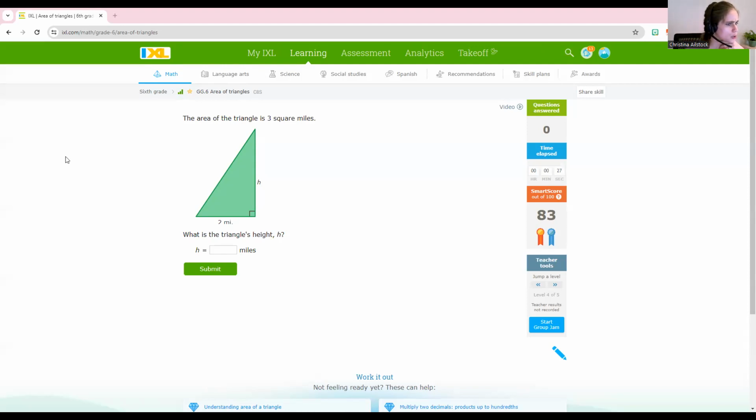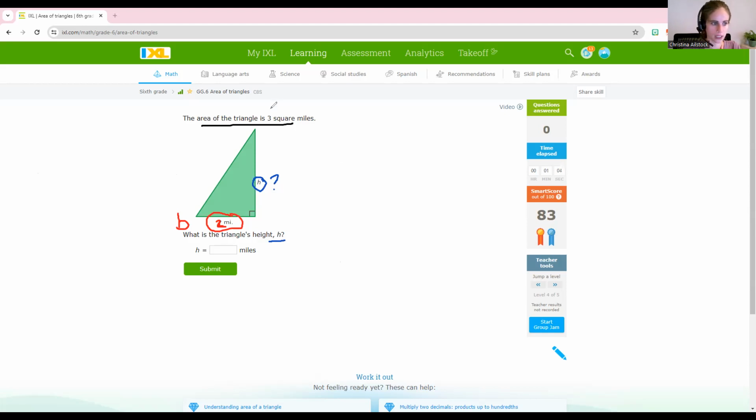We're being told here that the area of our triangle is 3 square miles. And we can see that we have a base of 2. I'm not sure why the numbers cut off a bit on IXL, but that's a 2 right there. And then what we're trying to find, that unknown value, is our height. We can even see that in the question here to help confirm that's what we're trying to find. So we've identified our information. Let's plug it on in. Let's substitute it into our formula.